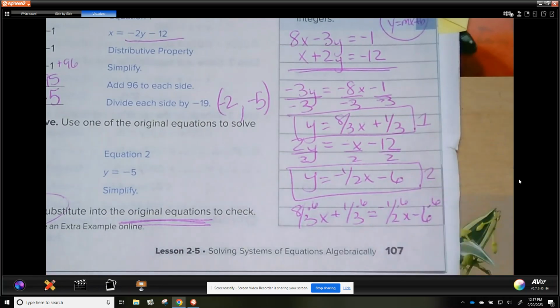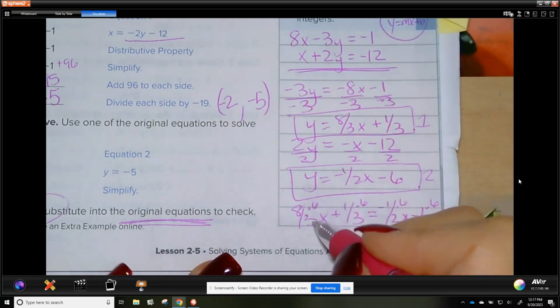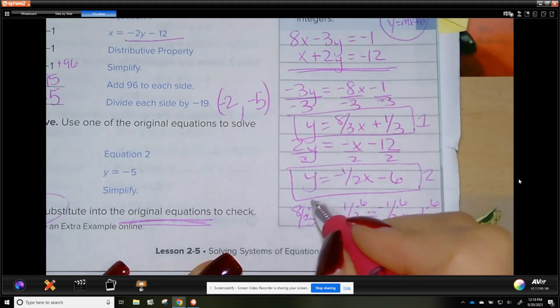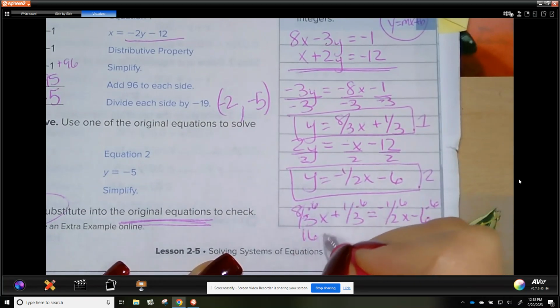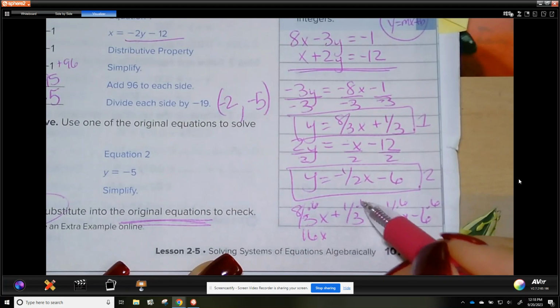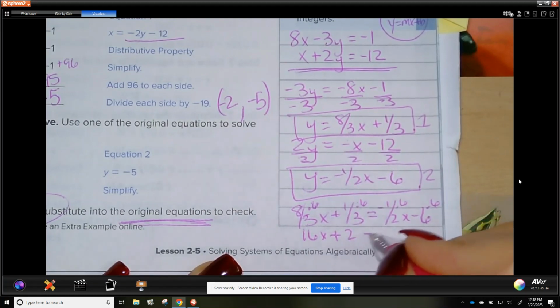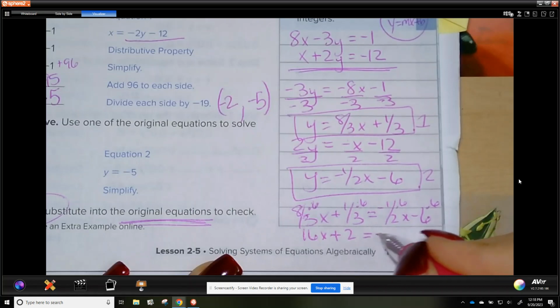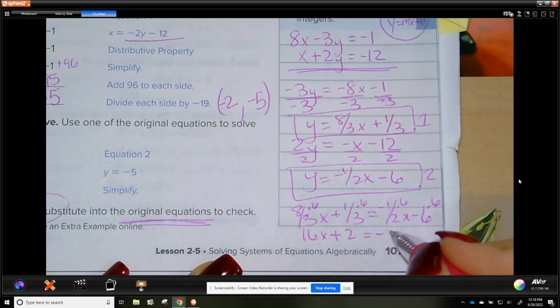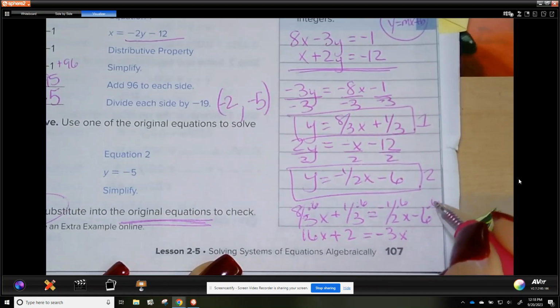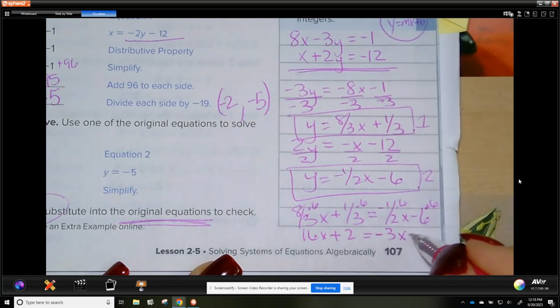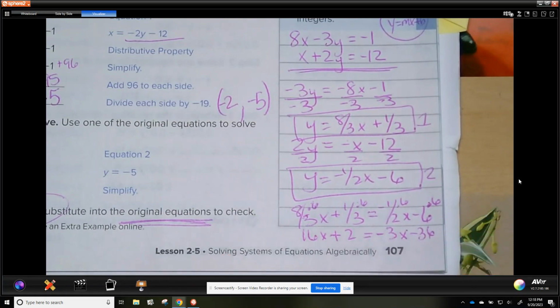I'm going to stop here in a minute because I'm running out of room. But 6 divided by 3 is 2. 2 times 8 is 16. 6 divided by 3 is 2. 2 times 1 is 2. 6 divided by 2 is 3. 3 times 1 is 3. And 6 times 6 is 36. So you could solve for x that way.